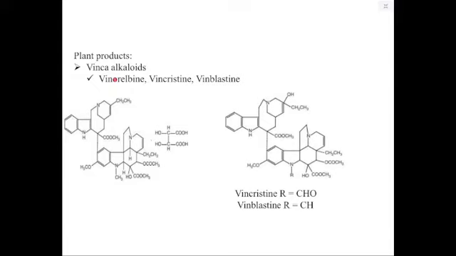So the plant products, and you have the first ones, vincristine and vinblastine. You can see they have quite a complex structure, and they differ at this position here. Vincristine and vinblastine differ at that position, where for vincristine it is an aldehyde, as you can see there, and in vinblastine it is a methyl group. That makes a difference. Of course, those are vinca alkaloids.